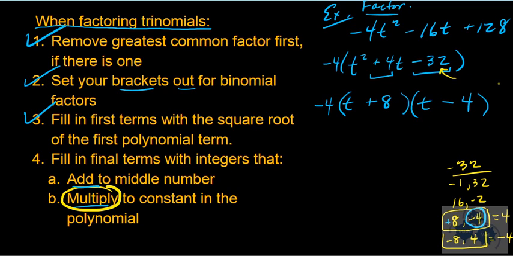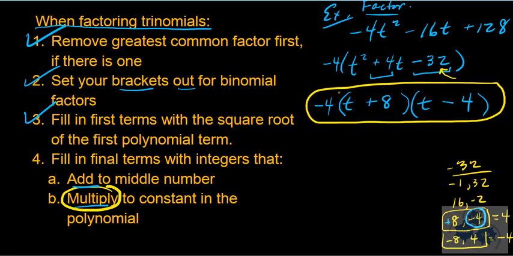So, we've got that 4 out there. This is your final factored form right here, with 3 factors. Negative 4 as a factor, t plus 8 as a factor, and t minus 4 as a factor. Okay? Any questions? This is really, really important.